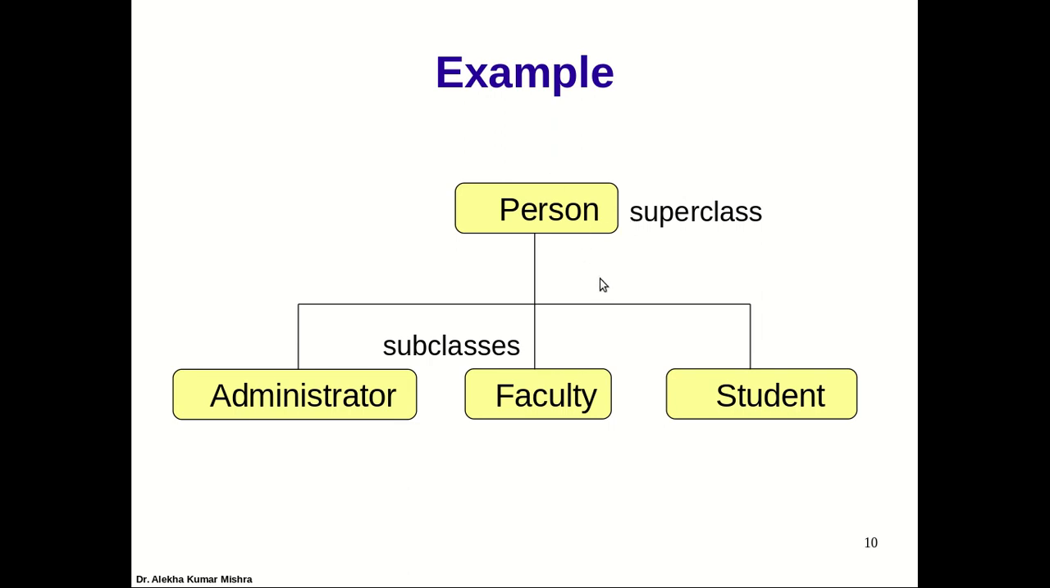A person has a name, we can say. An administrator will have some additional features. So administrator, faculty, student are all subclasses of Person, which is the superclass for all these subclasses.